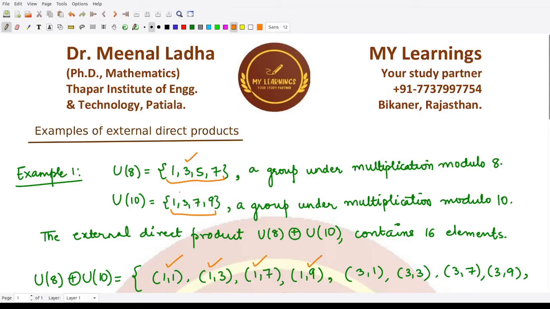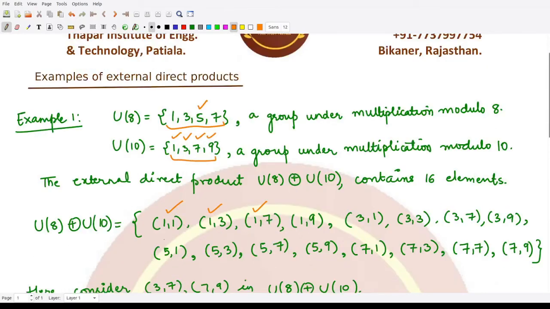Then if we take 3, we again have 4 elements: 3 with 1, 3 with 3, 3 with 7, 3 with 9. Next, for the element 5 we again have 4 elements: 5 with 1, 5 with 3, 5 with 7, 5 with 9. And lastly, if you take 7, again you would have 4 elements like this. So in total, 4 times 4, the total number of elements would be 16, correct? This is just the same as the Cartesian product of sets.